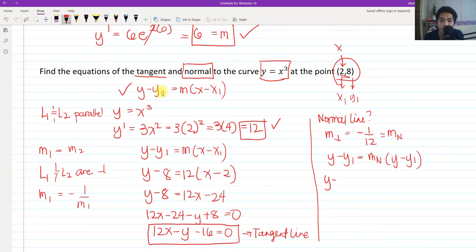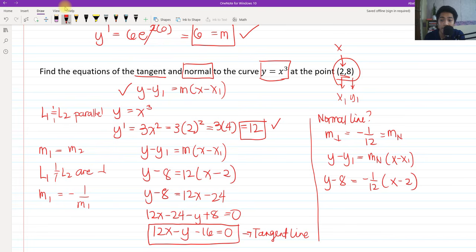So we have y minus y sub 1. Let me substitute it. So we have y minus 8 still, and our slope would be negative 1 all over 12, and then we have x. Sorry, this is x, not y sub 1. So this would be x minus x sub 1, which is x minus 2.